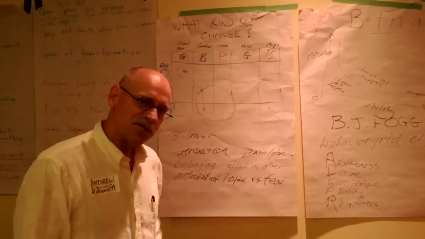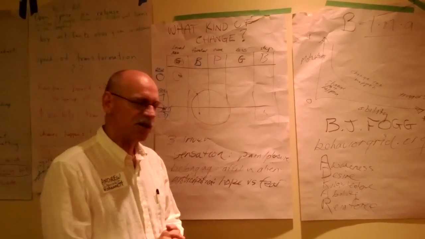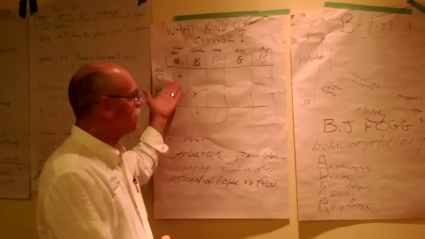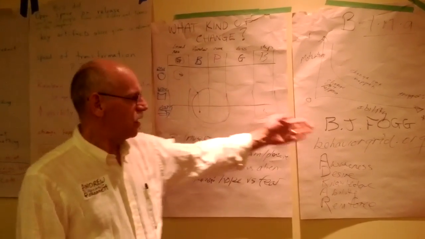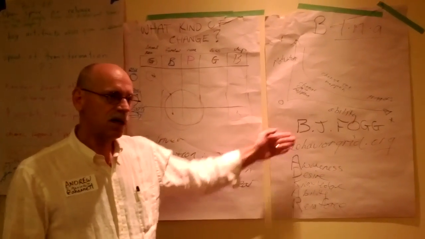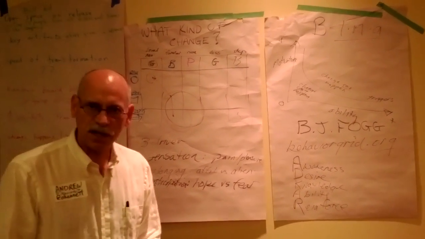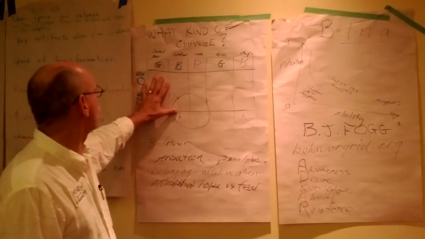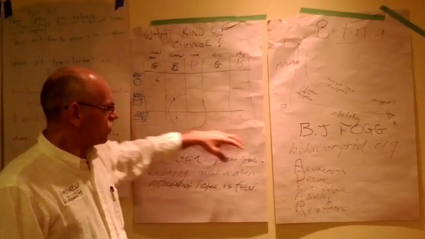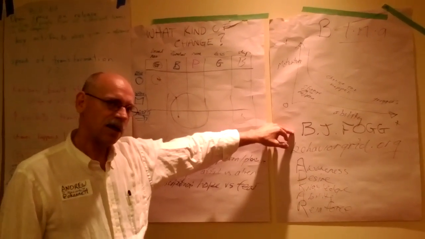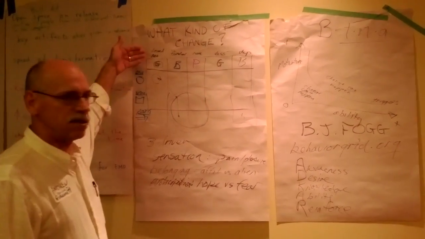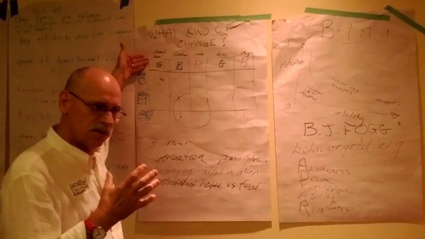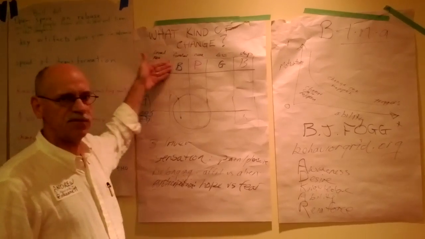Okay, so I was talking today to a very interesting group of people about how we can use this model, which is provided by this man, B.J. Fogg, to help us distinguish between different kinds of change. So this is a behavior grid that Professor Fogg has developed at Stanford. And what it does is divide change, which we tend to think of as monolithic, into 5 different types.